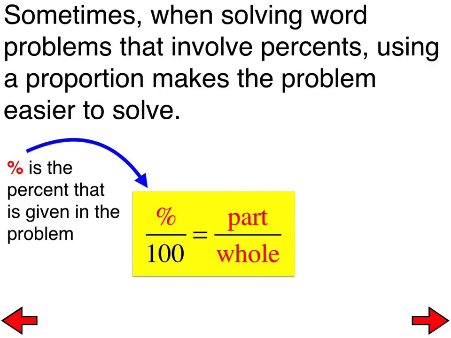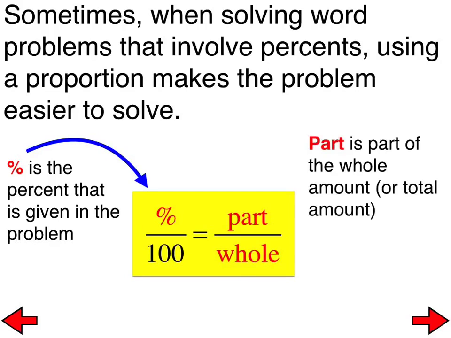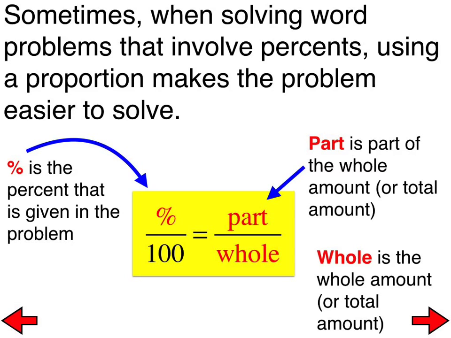If you think about pennies in our American money system, cents, right? Pennies are cents. We call them cents. That's 100 cents. 100 pennies makes $1. So per cent means per 100. That's why it's over 100. That 100 is always going to be there. The part is the amount that is part of the whole thing. And then obviously the whole is the whole thing, like the total.